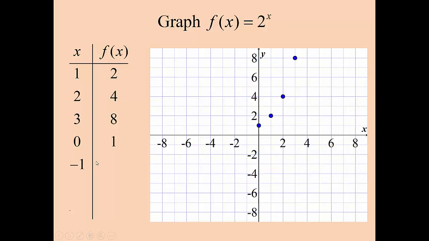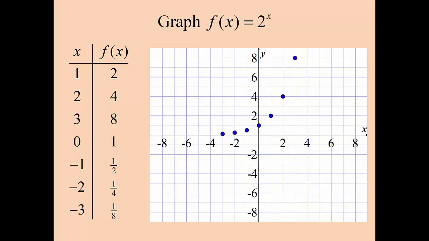For negative numbers, in case you haven't seen this before, a negative number means that you're dealing with a fraction. And so 2 to the -1 power is the same as 1 over 2 to the +1 power. The fraction 1 over 2. So the point -1, 1/2 would be here. Choose a -2 for x, and 2 to the -2 power would be 1 over 4. And so there's the dot. 2 to the -3 power would be 1 over 8. So there would be the dot.